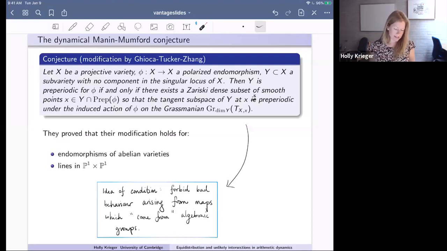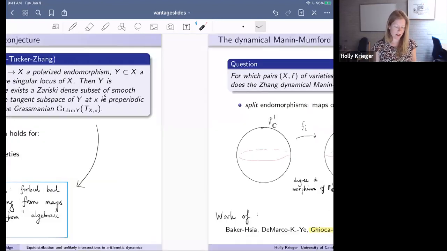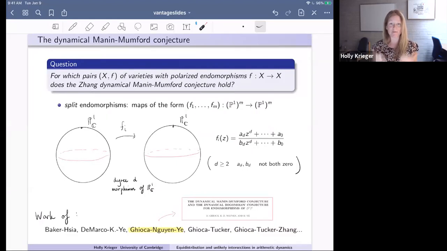Okay. And in addition to proposing this conjecture, they proved a couple of cases. First of all, happily, for the case of abelian varieties. And second of all, for the case of lines in P1 cross P1 under the action of a split endomorphism. Okay. But rather than digging too deep into this modified conjecture, let me rather just ask the dynamical Manin-Mumford question, okay? For which pairs of projective variety and self-map of that projective variety, in particular polarized endomorphism, I'll assume, does the dynamical Manin-Mumford conjecture actually hold?